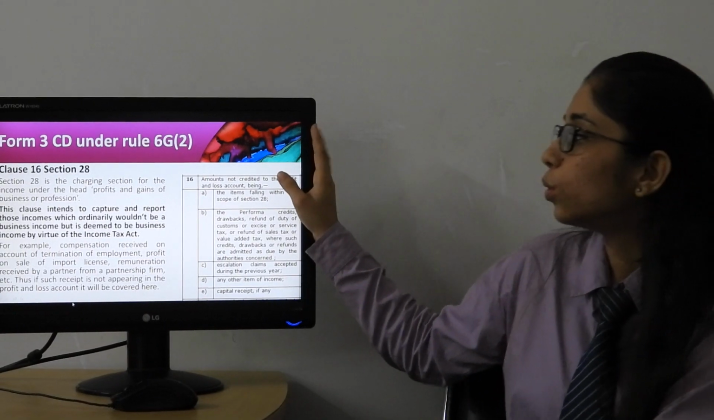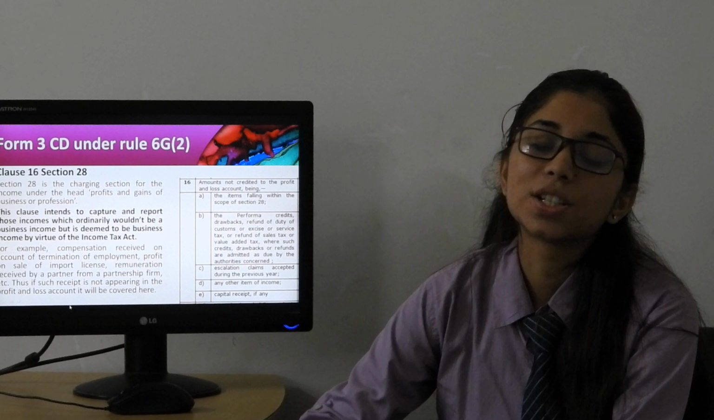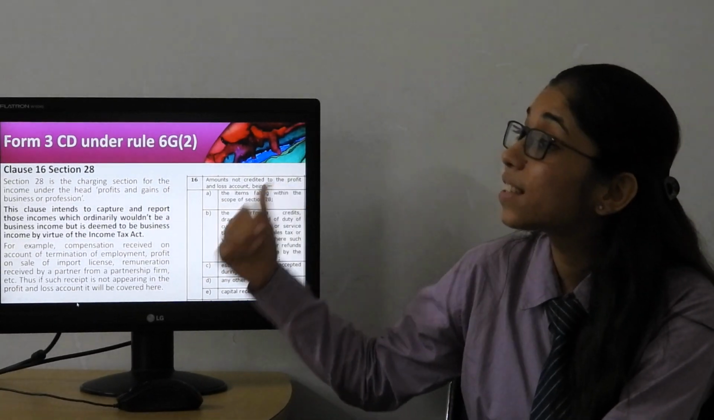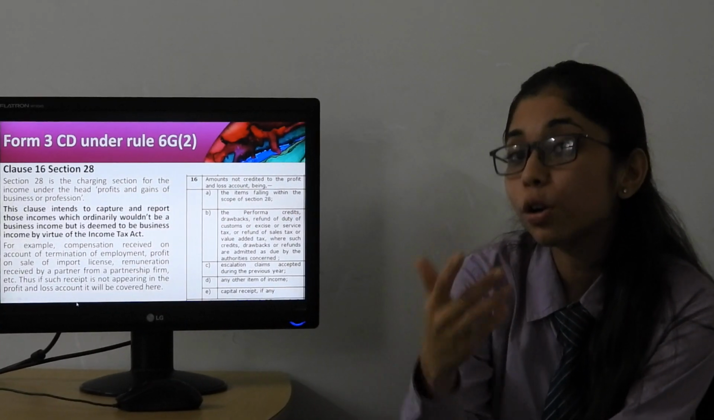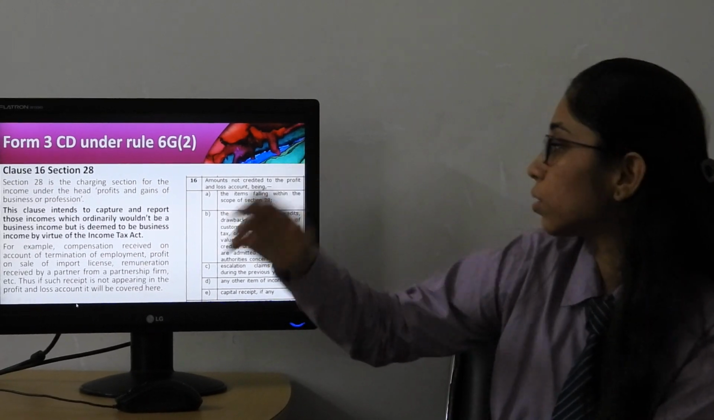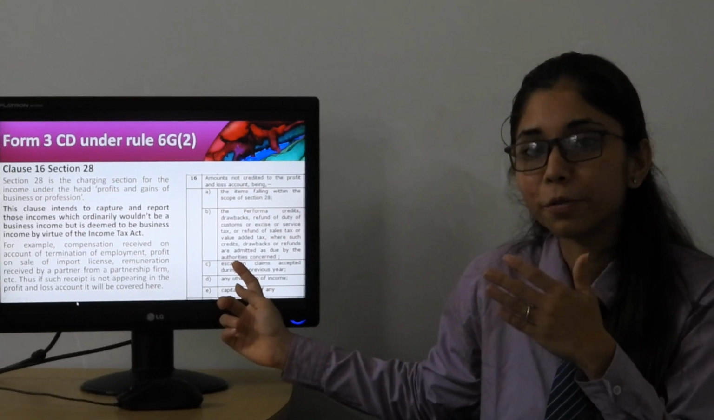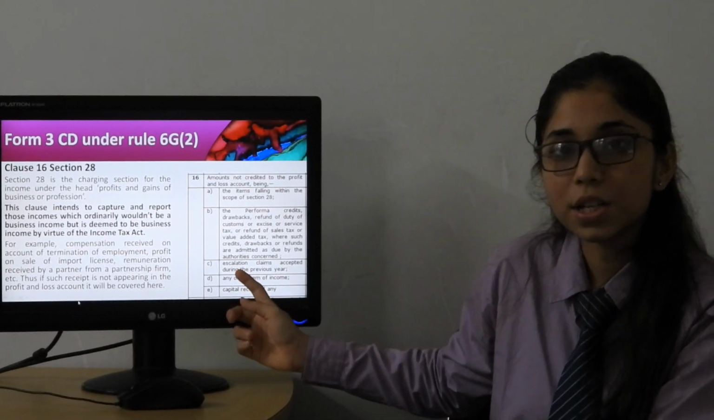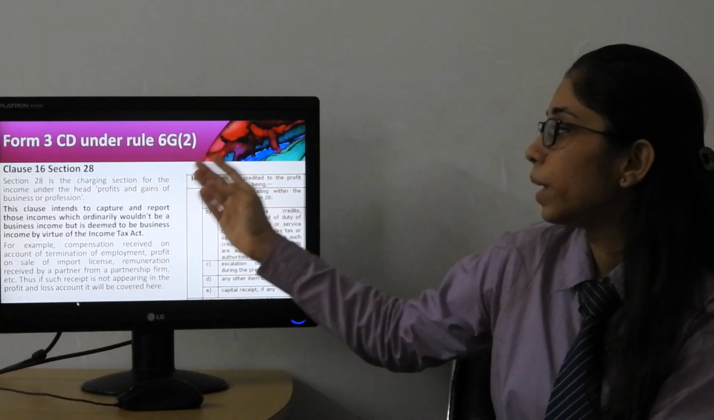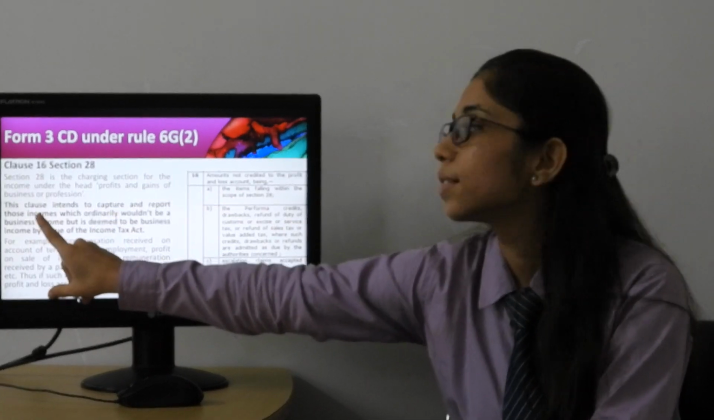Moving on to clause 16, which mentions section 28, the charging section of PGBP, profits and gains from business and profession, which says that some incomes are not of business but are deemed to be income from business and profession. Which are those incomes? The pro forma credits which we have got, the refund of any taxes, refund of any duties, or escalation claims that we have accepted, or capital receipt if any. All this would be included in section 28, and you need to mention all the details here in clause 16.